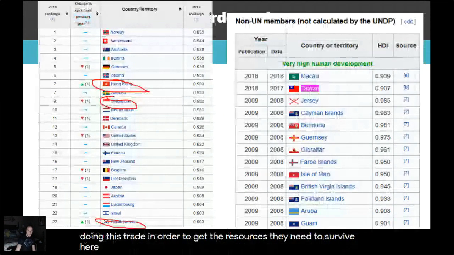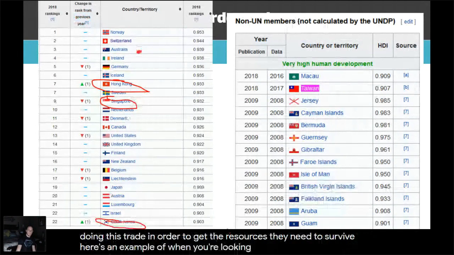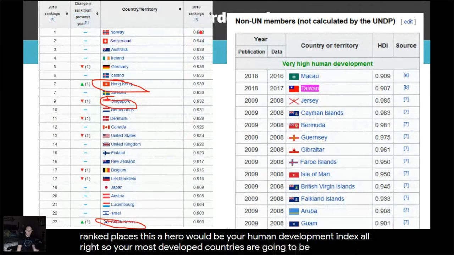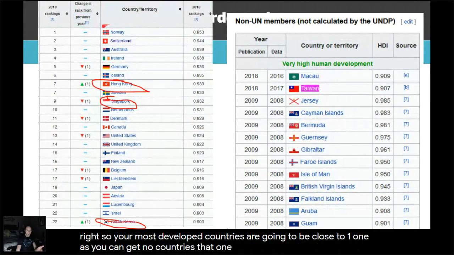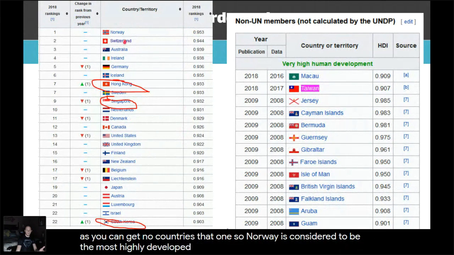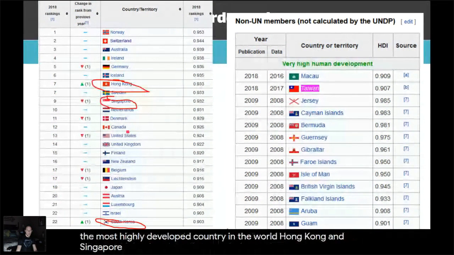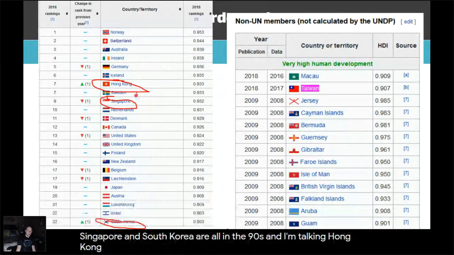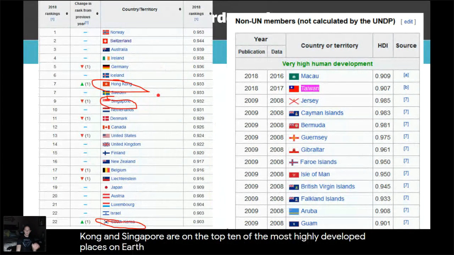Here's an example of when you're looking at some of the most highly ranked places. This here would be your Human Development Index. Your most developed countries are going to be as close to 1 as you can get. No country is at 1. So Norway is considered to be the most highly developed country in the world. Hong Kong and Singapore and South Korea are all in the 0.9s. And Hong Kong and Singapore are in the top 10 of the most highly developed places on Earth. So we're talking they've really gotten there, right?